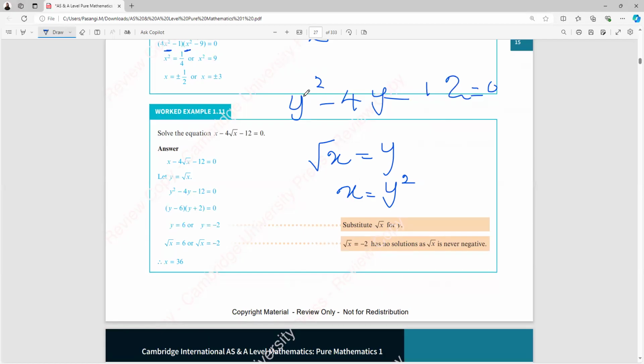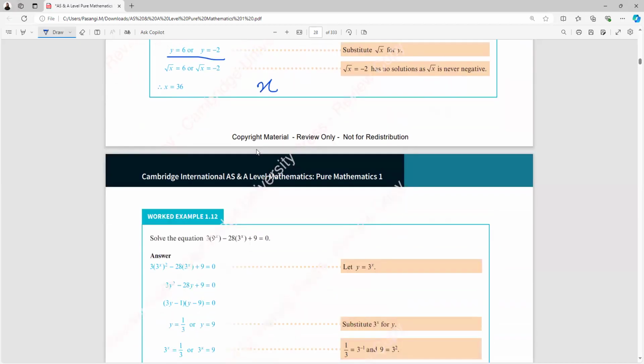But remember, here you will get the solutions for y values, not for x values. Once you receive the answers in y terms, y was equal to square root x, no? You have to substitute that square root x instead of y again and then find out the value for x. Yes, solving means we need to find out the value for x.